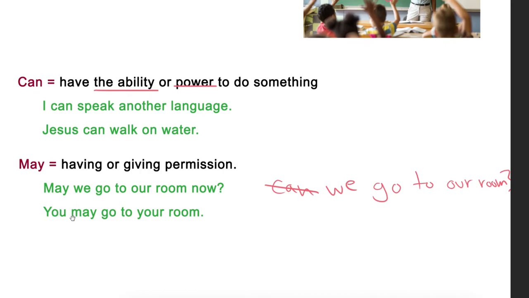Or a lot of times, your parents might say, "You can go to your room," right? So this is also wrong, because unless your parents are trying to say that you're able to, you have legs, you can walk over to your room, but they're probably not saying that. They're probably trying to tell you that you have permission to go to your room. So the correct way to say it is, "You may go to your room. You have my permission to go to your room."